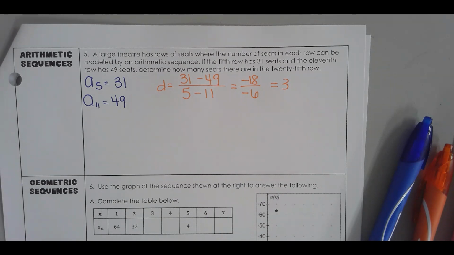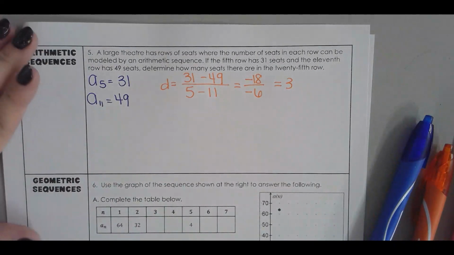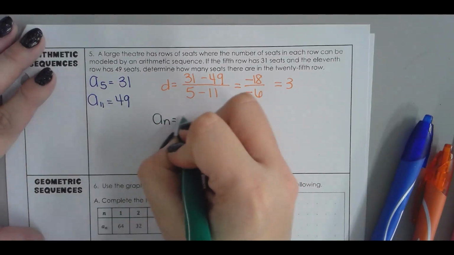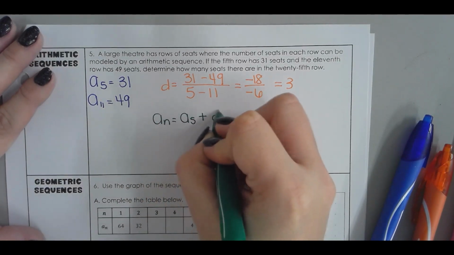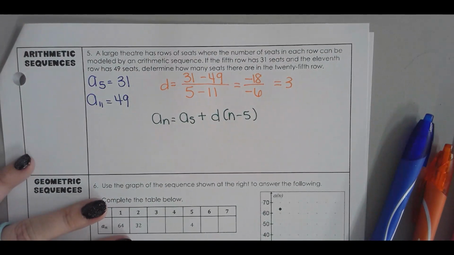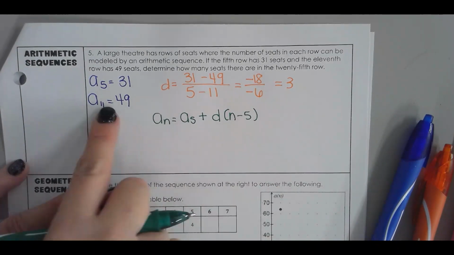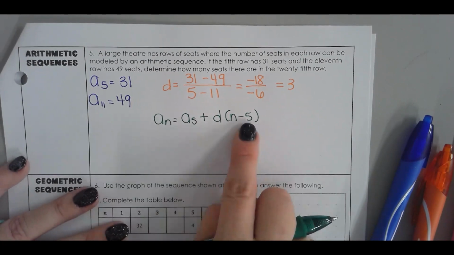So remember, this is your generic formula: A1 plus D times n minus 1. That's just the common one you first learned. But what we figured out is that you can replace those ones with anything you want. So I could replace them with a 5. That would be smart of me to do because I have a 5. So I can say An equals A5 plus D times n minus 5. Just make sure if you use A5, you put a 5 over here as well. If you wanted to use A11, you could just put an 11 over here.